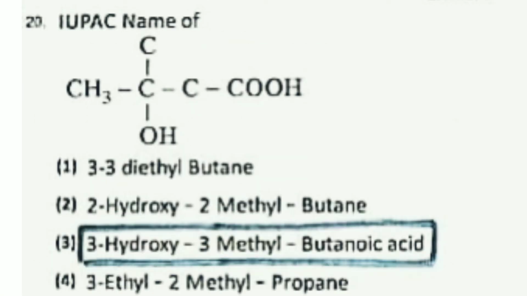Here one compound is given and we have to write the IUPAC name of that compound. This compound has a carboxylic acid group, that is COOH. So we have to number the carbons from the acid group, that is 1, 2, 3, 4. So this compound has 4 carbons, and on the third carbon it has a hydroxy group and a methyl group. So the compound name is 3-hydroxy 3-methyl butanoic acid. So option 3 is correct.